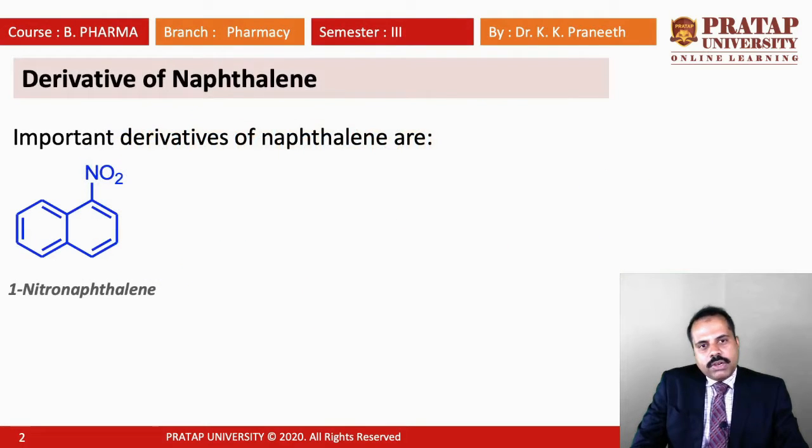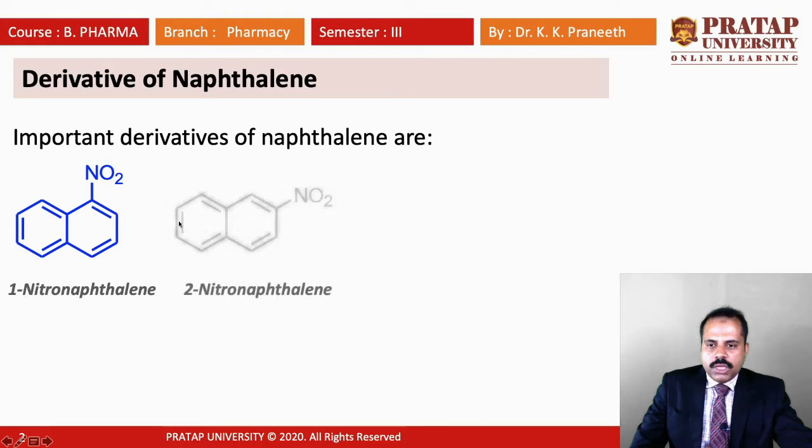What are the derivatives of naphthalene we are going to see in this chapter? Important derivatives of naphthalene are, of course, the nitronaphthalenes, which have a nitro functional group attached on the naphthalene ring system. So, this is a nitronaphthalene. This is 1-nitronaphthalene because its position is 1. This is the 1 or alpha position, and this is the beta position or second position. So, this 1 represents this position.